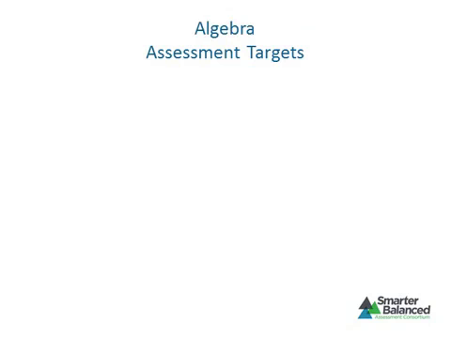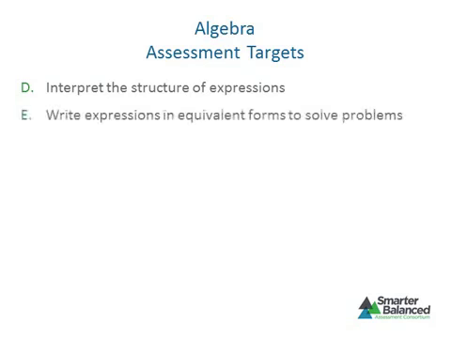7 assessment targets have been defined for algebra. The first target focuses on interpreting the structure of expressions and requires students to recognize equivalent forms of an expression as determined by the expression's structure. The second target focuses on writing expressions in equivalent forms to solve problems and requires students to choose or produce an equivalent form of an expression, including factoring a quadratic expression, completing the square, and using properties of exponents.